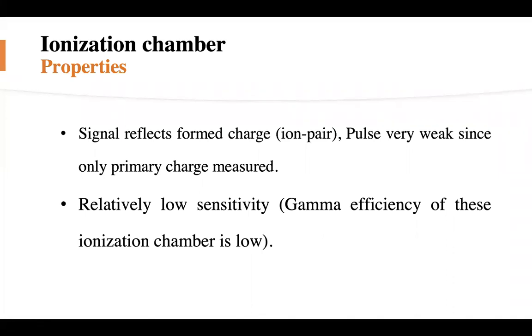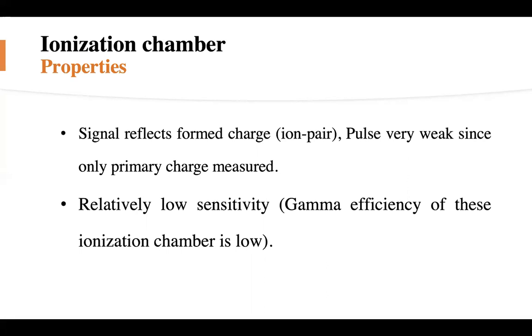Signal reflects formed charge. The pulse actually produced by this detector is very weak because there is no amplification, because only the ion pair produced by ionization will be collected. Usually the ionization by radiation, I mean the ion pair, is very low, okay? So usually you need to connect the detector to electronics to amplify the signal out of the detector.